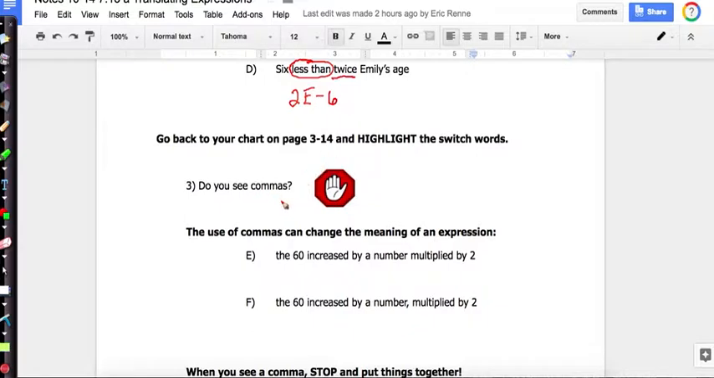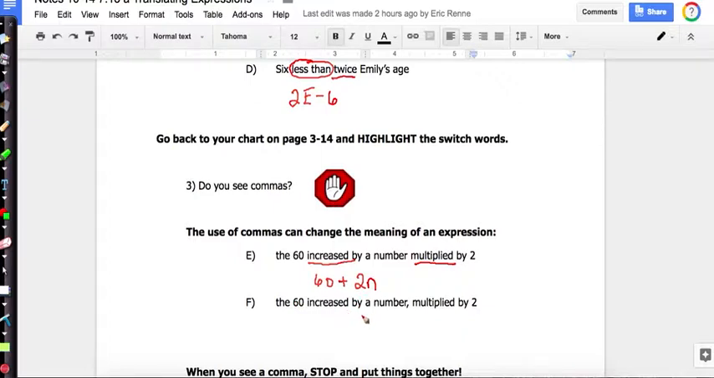Now it says, do you see commas? If you do, stop. The use of commas can change the meaning of an expression. Okay, so let's look at this first one. 60 increased by a number multiplied by 2. So underline. So we know 60 increased, so plus a number multiplied by 2. Now remember, the number's coming first, but that's not the way we write it. No matter the way it's written, the way it's said, multiplication, you always put the number in front of the letter. So I don't write n2, I'm going to write 2n. That's the rule. When writing multiplication in algebra, you always put the number before the letter. If you put n2, it'll be wrong.